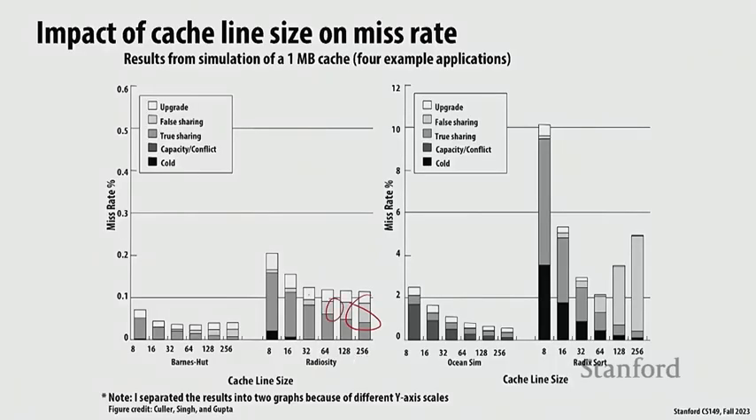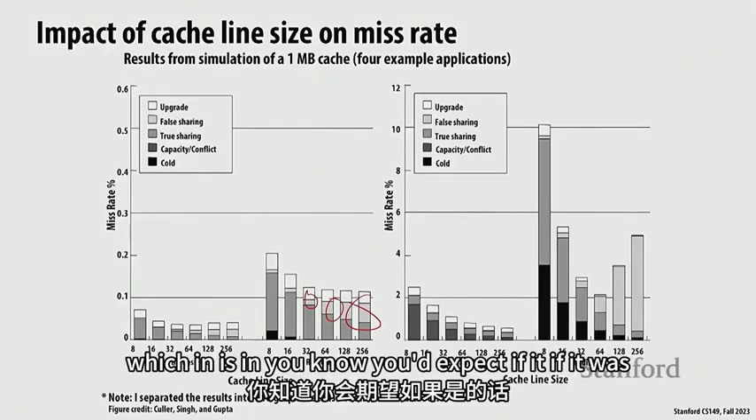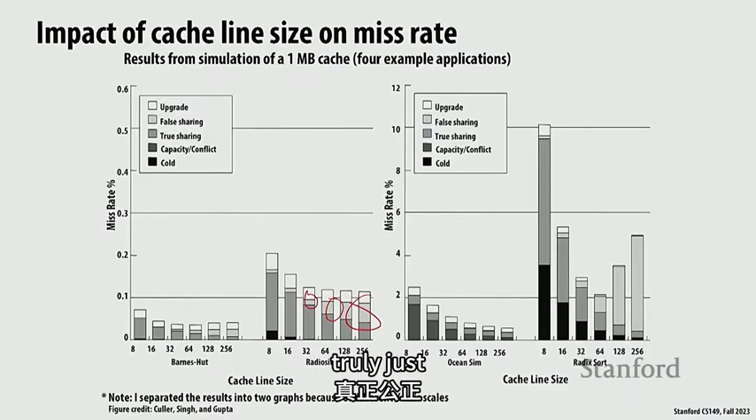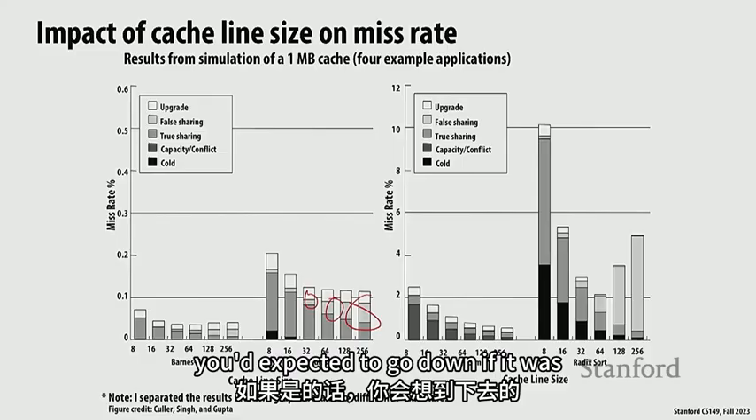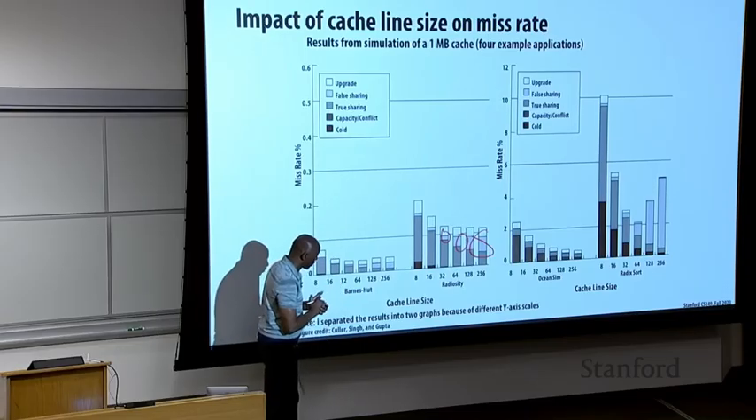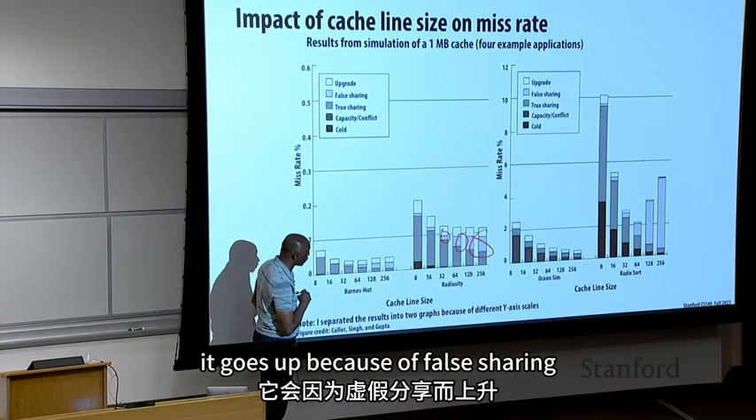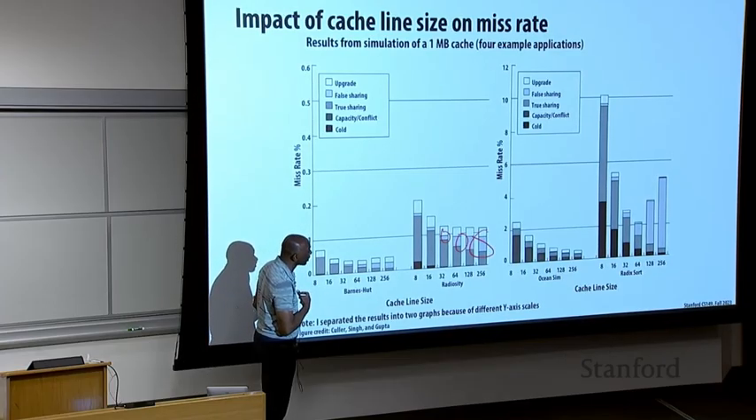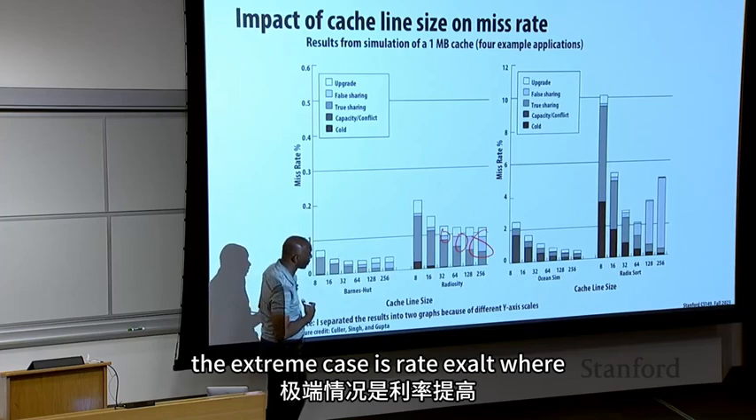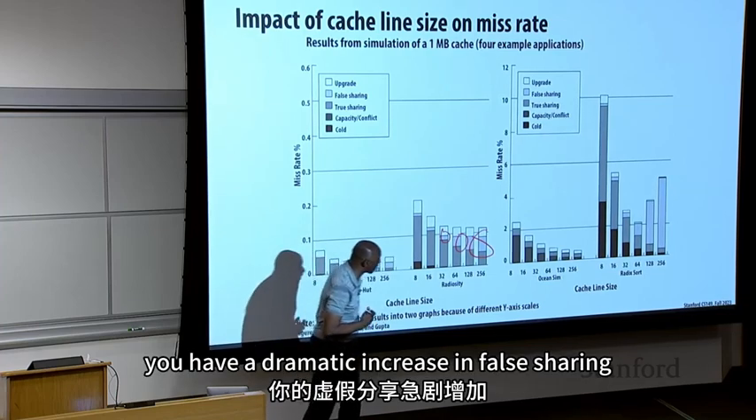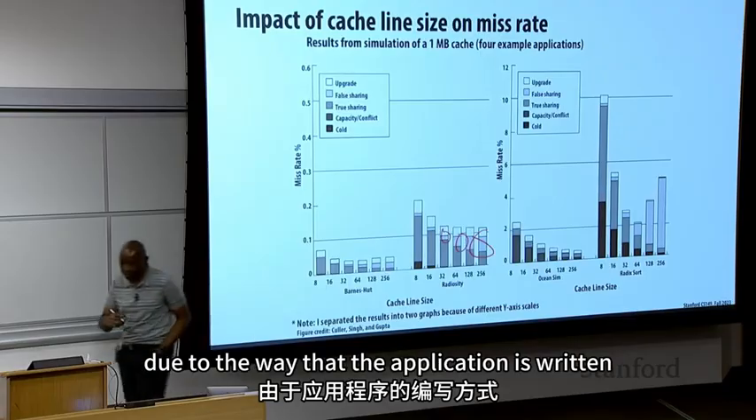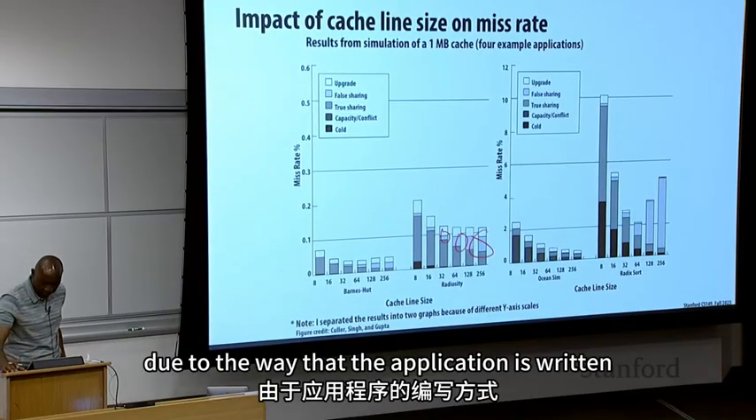Okay? With cache line size, right? Which is, you'd expect it to go down, given the increased cache line size, but it goes up because of false sharing. The extreme case is radix sort, where you have a dramatic increase in false sharing due to the way that the application is written.